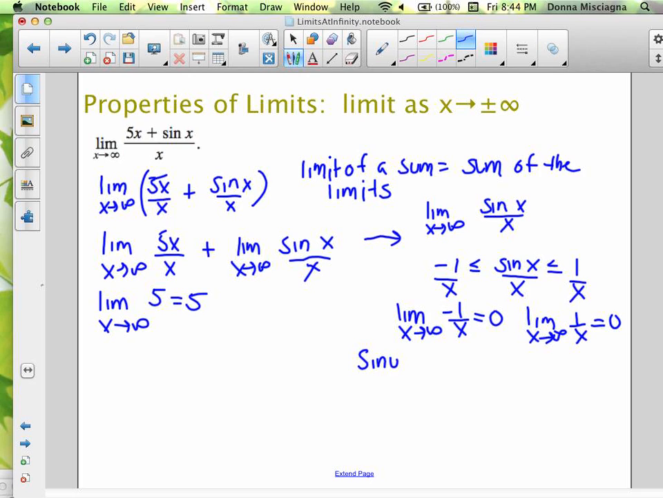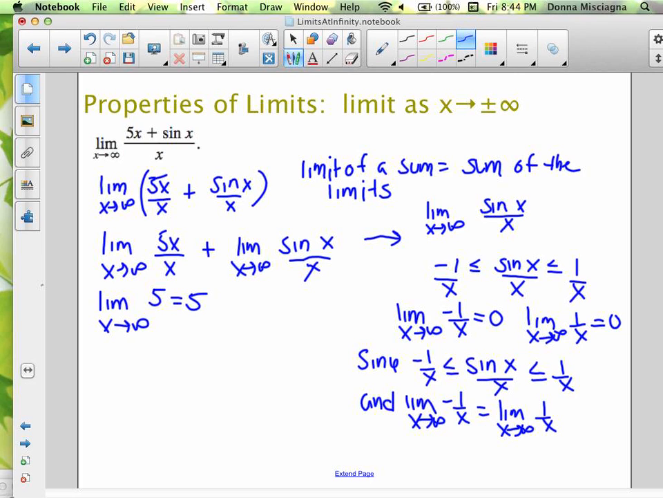Right? So since -1 divided by x is less than or equal to sine x divided by x, which is less than or equal to 1 over x, and the limit as x approaches infinity of -1 over x is equal to the limit as x approaches infinity of 1 over x, then by the sandwich rule, sandwich theorem, or squeeze theorem, whichever you prefer, the limit as x approaches infinity of sine x over x equals 0, too. I'll abbreviate theorem, and I forgot to write the limit in, so let me try that arrow one more time. That's good enough.